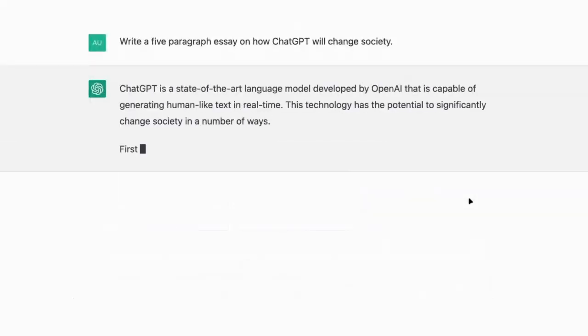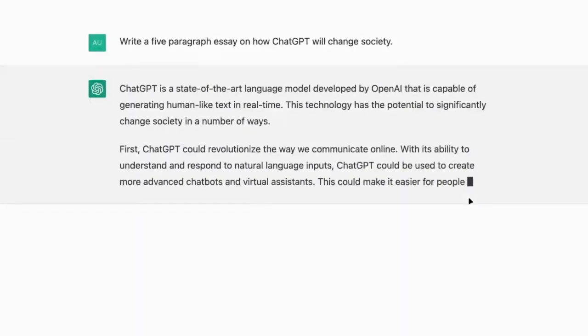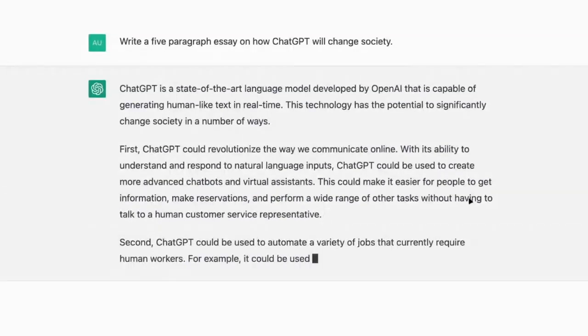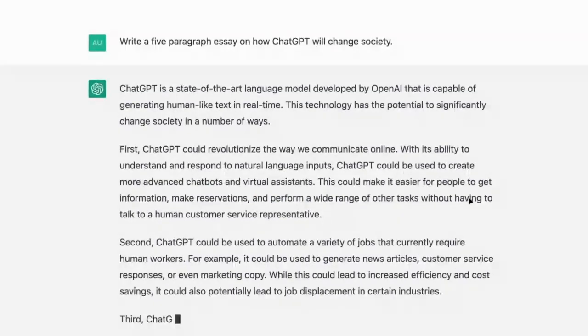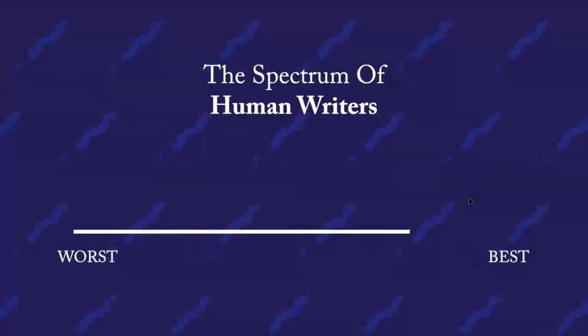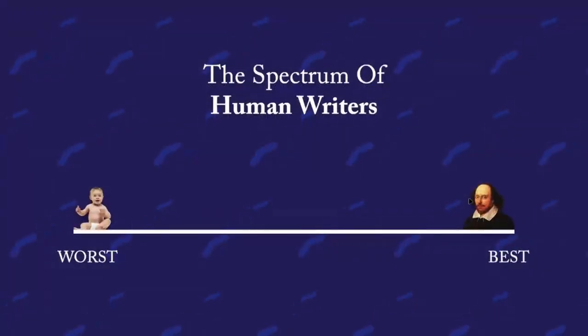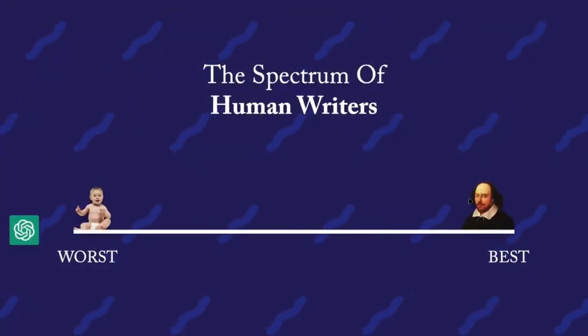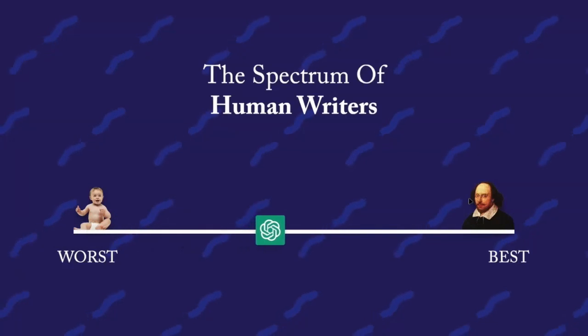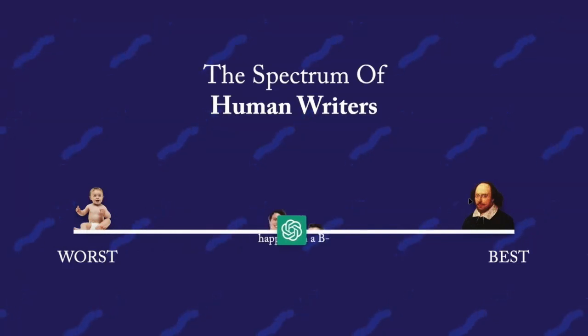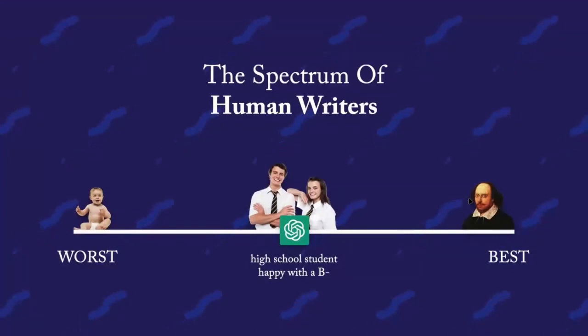What really astounds is its rhetorical muscle, its ability to generate paragraphs of coherent argument or narrative. Obviously, there are several million humans to which it can't hold a candle in this regard, but it instantly hurdled several million others, landing somewhere in the neighborhood of a high school student who's perfectly happy with a B- on their Pride and Prejudice book report.